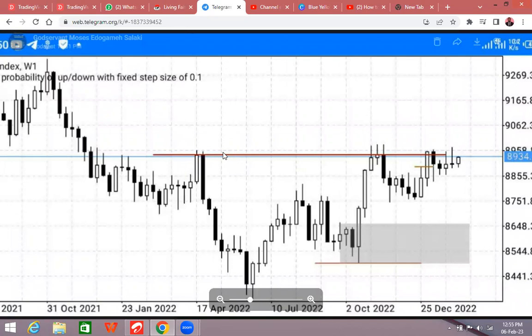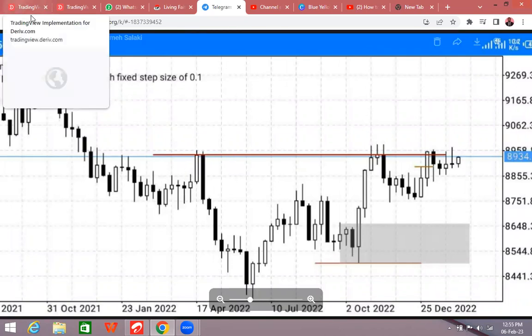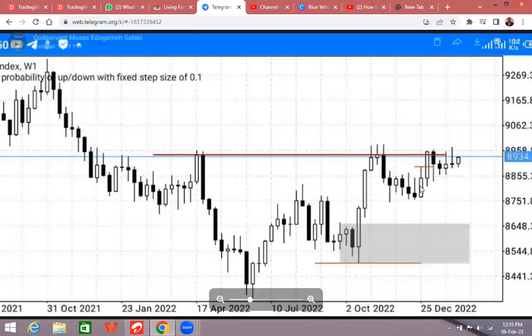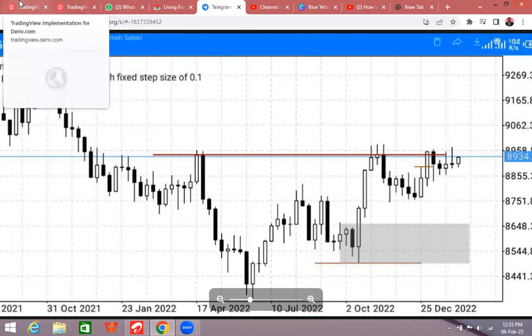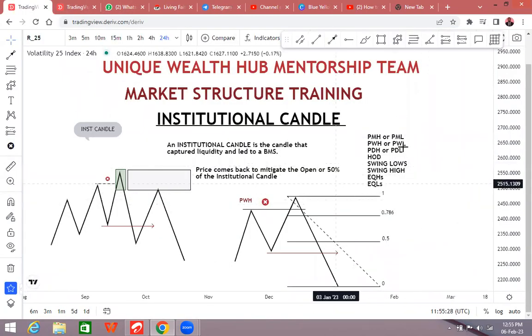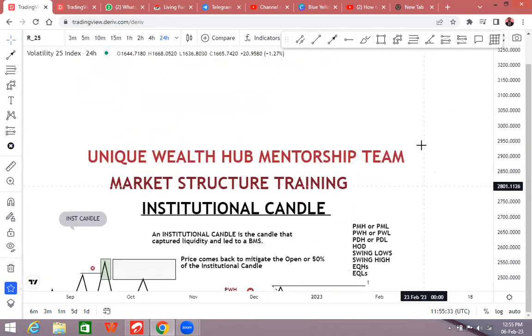So be mindful of previous day highs, previous week highs. Most times price can just come, take it out, and then we start pushing to the opposite direction. So that's how to have stuff like this. So let's go.